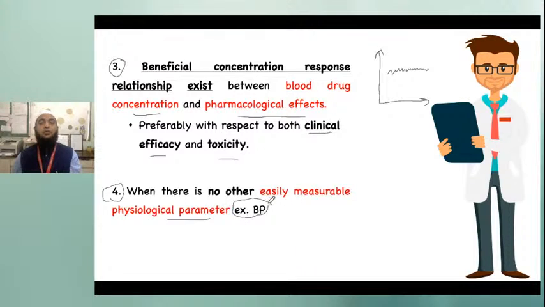So now if you want to see the effectiveness of an antihypertensive drug, obviously you are monitoring the blood pressure of the patient, isn't it? So if blood pressure is in the normal range, that indicates that the antihypertensive drug has started showing its desired pharmacological effect, right? Now, in case there is a drug where no measurable physiological parameter is there. Let's see one more example.